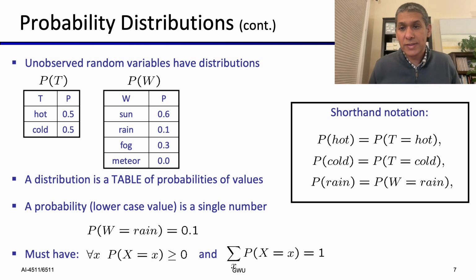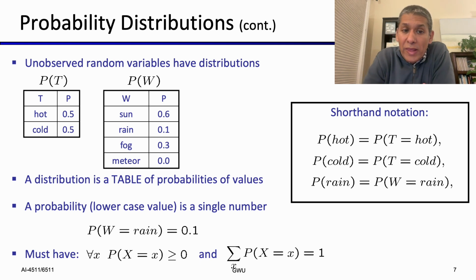Now, two simple concepts about probability still apply. That probability values are greater than or equal to 0, non-negative, and the sum of probabilities for a particular random variable needs to add up to 1. So these two equations are still relevant and still valid.